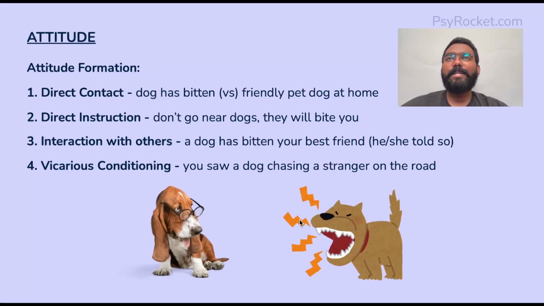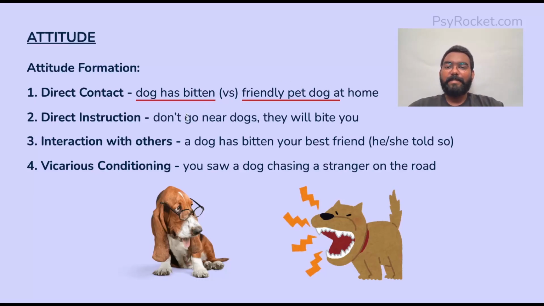Now, how does an attitude form? It could form through any of the following 4 ways. Let us say a dog bit you in your childhood. Then what will you form about dogs? Dogs are dangerous, or dogs are wild. At the same time, suppose there is a friendly pet dog at your own home with which you have grown up since childhood. Then what kind of attitude will you form towards dogs? Dogs are friendly, dogs are playful.